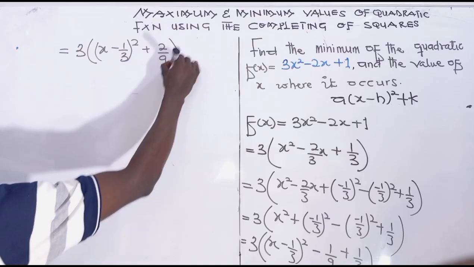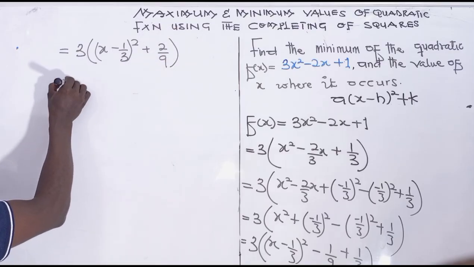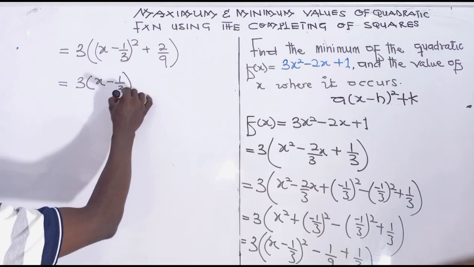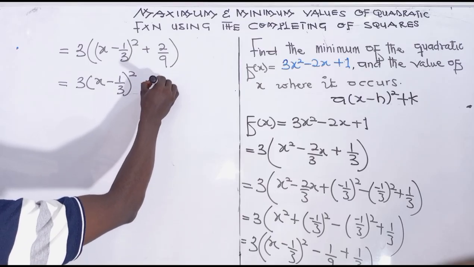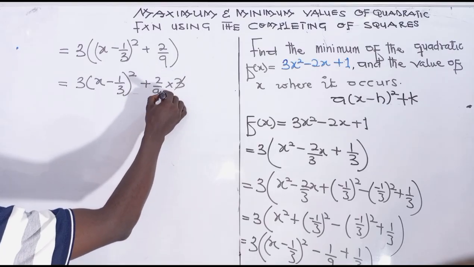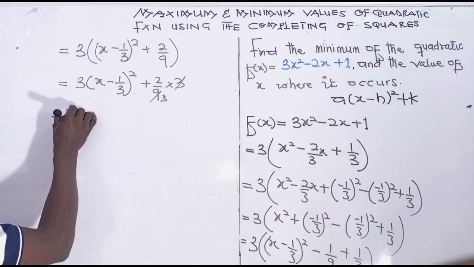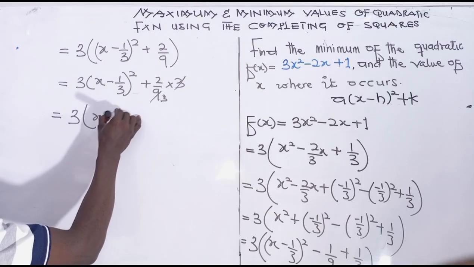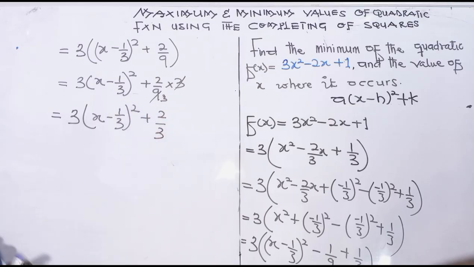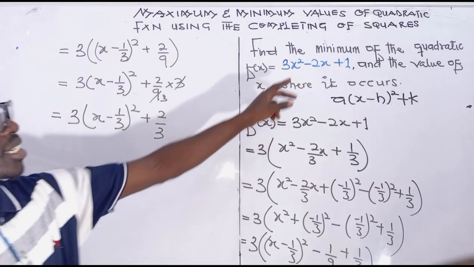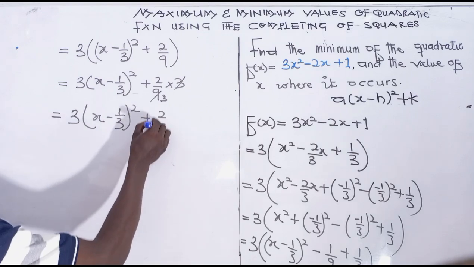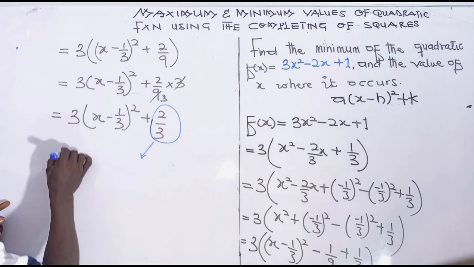Now let's multiply through by 3. So we are going to get 3 times x minus 1 all over 3 all squared plus 2 all over 9 times 3. From here we can see that this 3 will cancel 9. We have 3. So at the end we have 3 times x minus 1 all over 3 all squared plus 2 all over 3. From this you can observe that we have expressed this quadratic function in this very form. So here this becomes our minimum value.